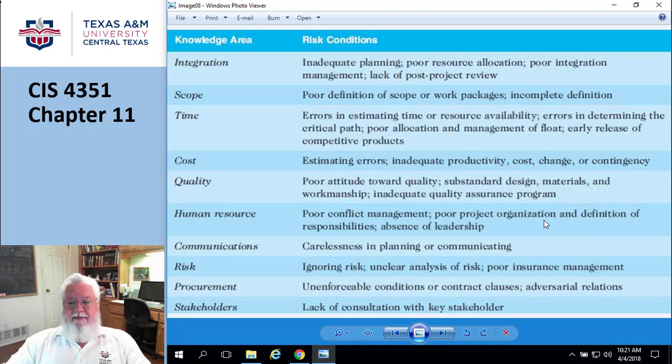Human resources: I've got conflicts. Communications: I don't tell people what's going on. Risk, which is of course where we're at here: ignoring risk. Oh, that'll never happen. Oh yeah, that's a good one. Procurement: unenforceable conditions or contract clauses, or an adversarial relationship with your vendor. And the last one is lack of consultation with the stakeholders. They don't know what's going on. So those are the 10 knowledge areas and some common risks, which leads us to page 438, where we talk about identifying risks.